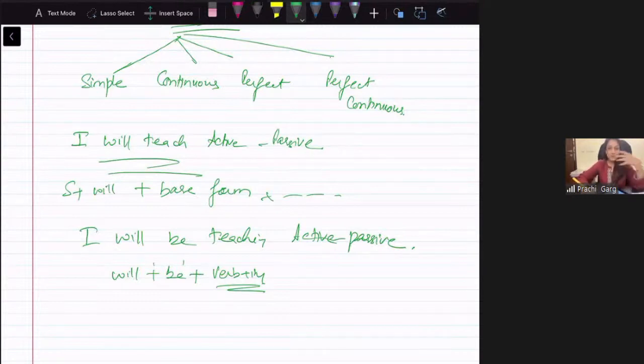That means it is a process. I cannot just teach you with a snap. The teaching takes some time. This is a whole process. So whenever I will be teaching you active passive, this action will take some time. It also indicates a planned future, that I have already planned that I will be teaching you active and passive. Am I clear? Yes. Let's quickly come to the perfect and then perfect continuous.